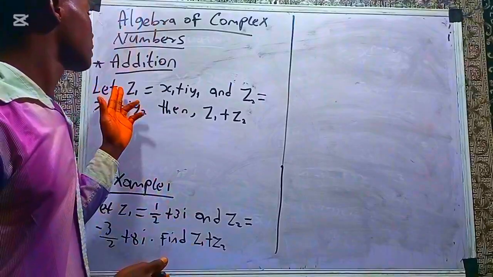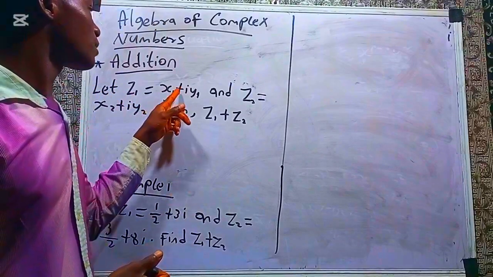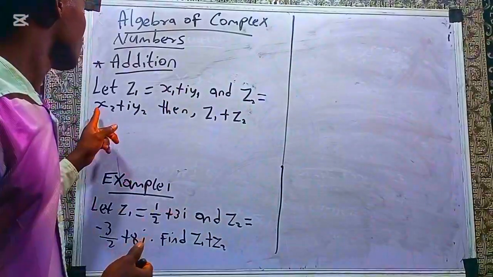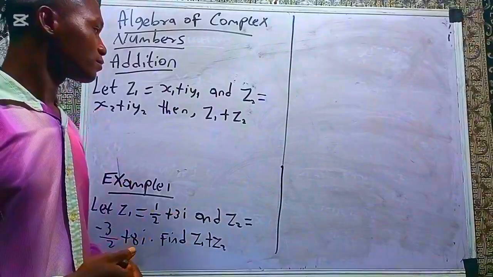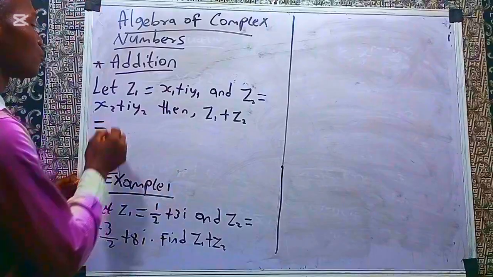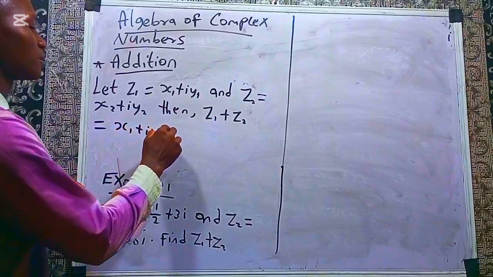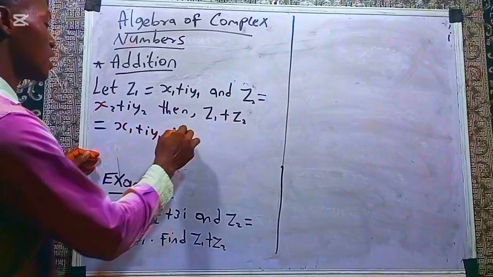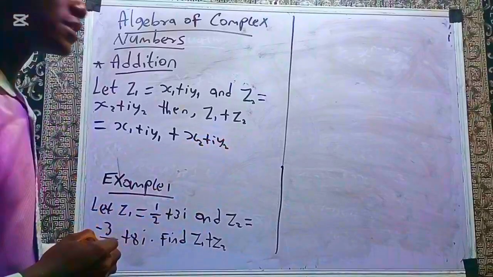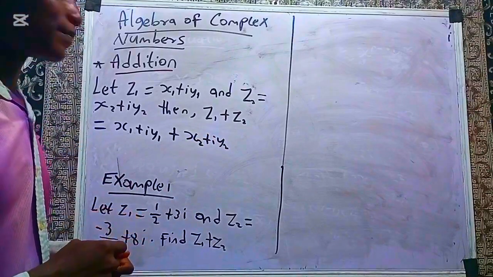So let z1 be a complex number and let it be equal to x1 plus iy1, and z2 be a complex number and let it be equal to x2 plus iy2. Then z1 plus z2 will be equal to, what is your z1? x1 plus iy1 plus, what is your z2? x2 plus iy2. So these are two complex numbers and you want to add them.